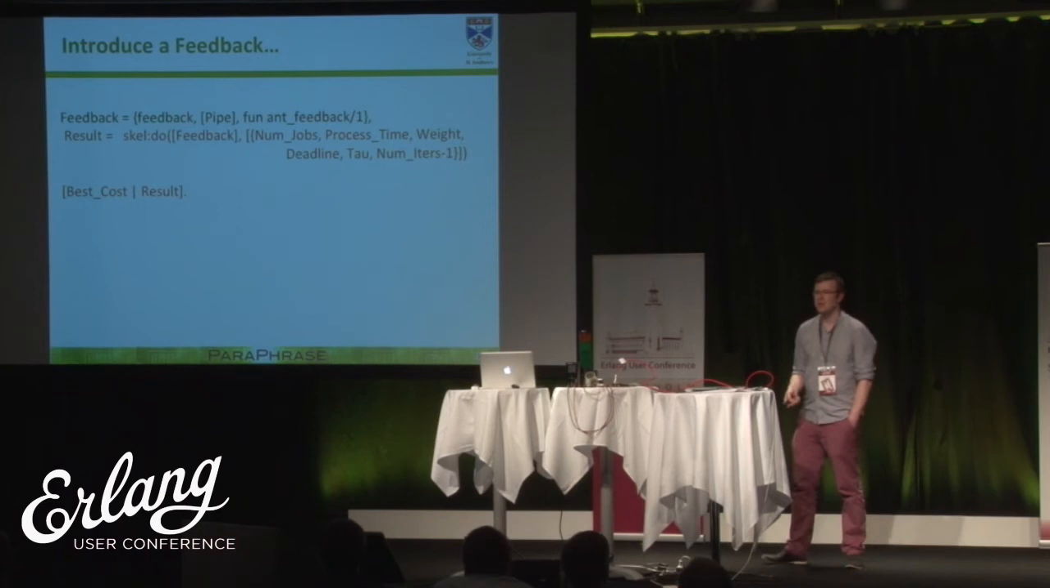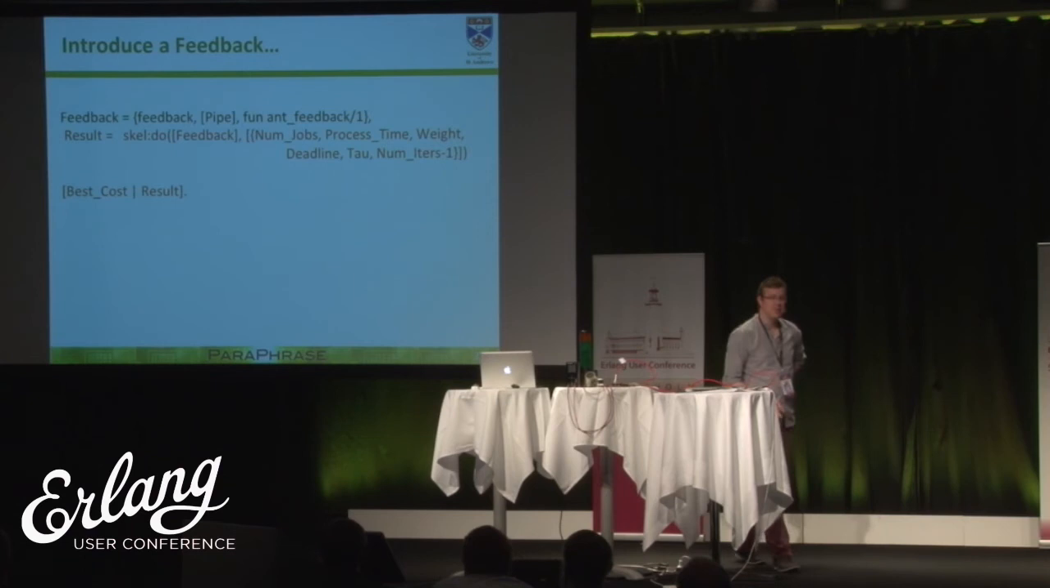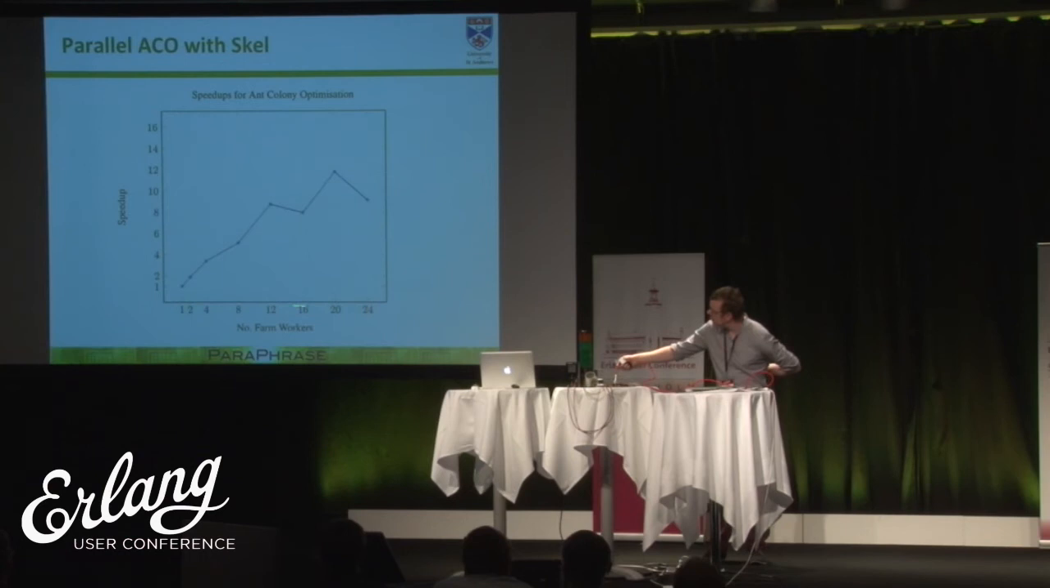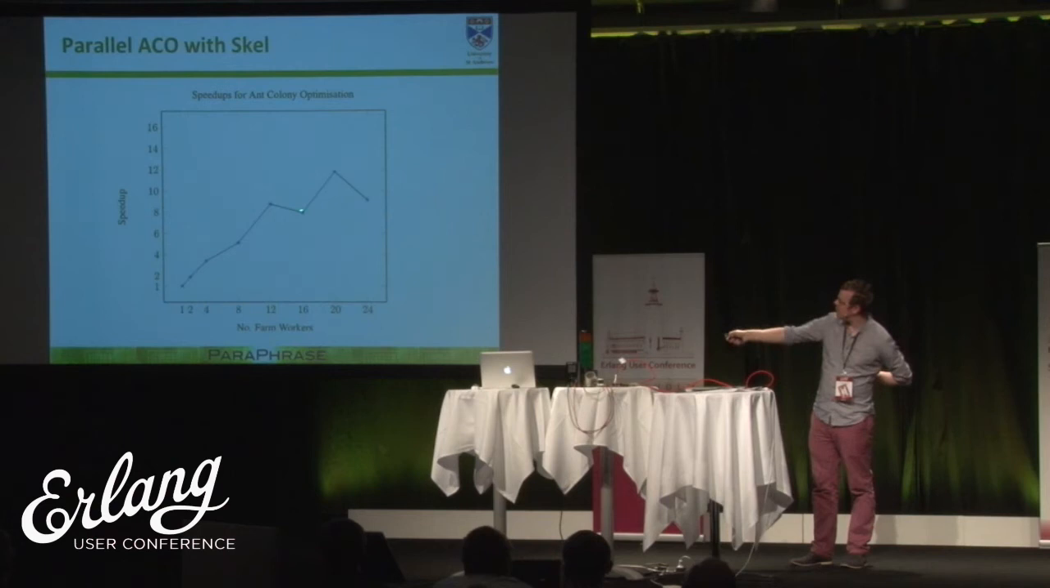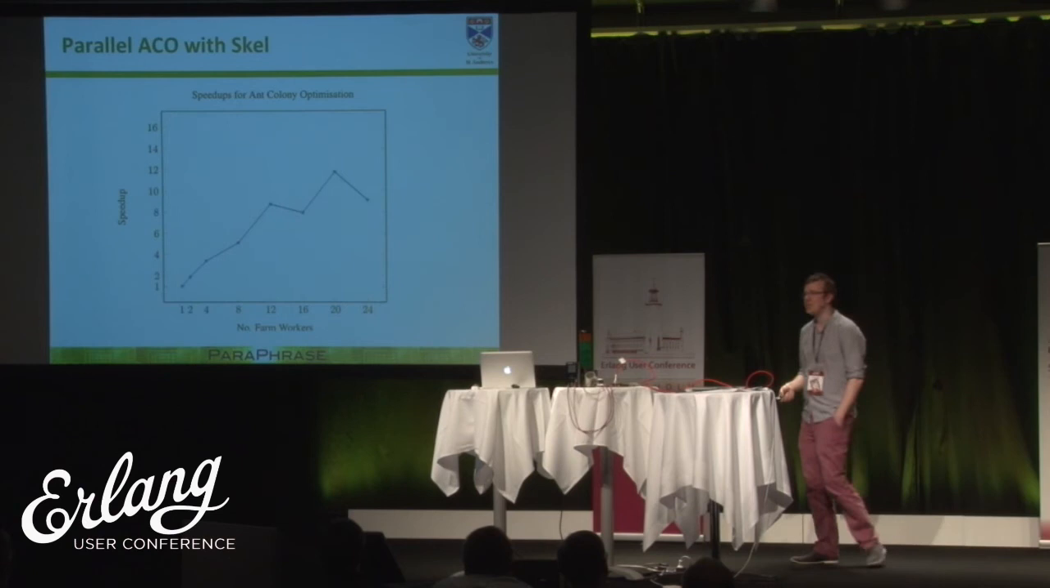So what kind of performance do we get from this? Quite decent. So again, the bottom line is the number of cores on the machine. The line going up the top is the speed up. What we get is a speed up going up to just under 10 for 12 cores, and then again up to about 14. And then it tails off again. So quite good, I think, considering all we've done is just clicked a few buttons, selected a few patterns, and we instantly get pretty good speed up, I think.